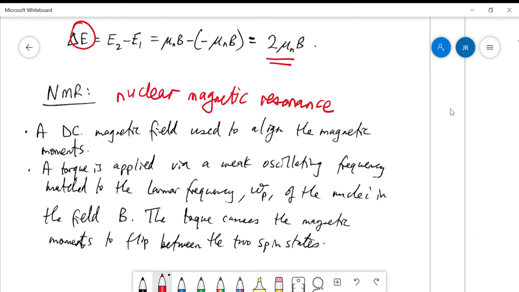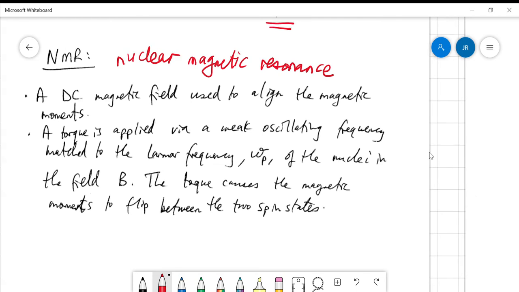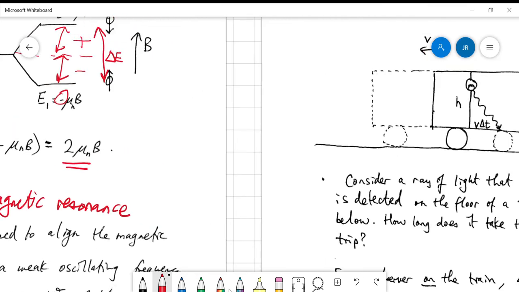And then the torque, because it now has the Larmor frequency, communicates with the dipole moment of the nucleus, and it causes the magnetic moment to flip between the two states. And then you just look at the energy separation between those two states. Okay, so that's a quick connection between the dipole moment of the nucleus and something that's coming up in your next course. Unless we make this an organic chemistry class, there's not much more I can say about that.